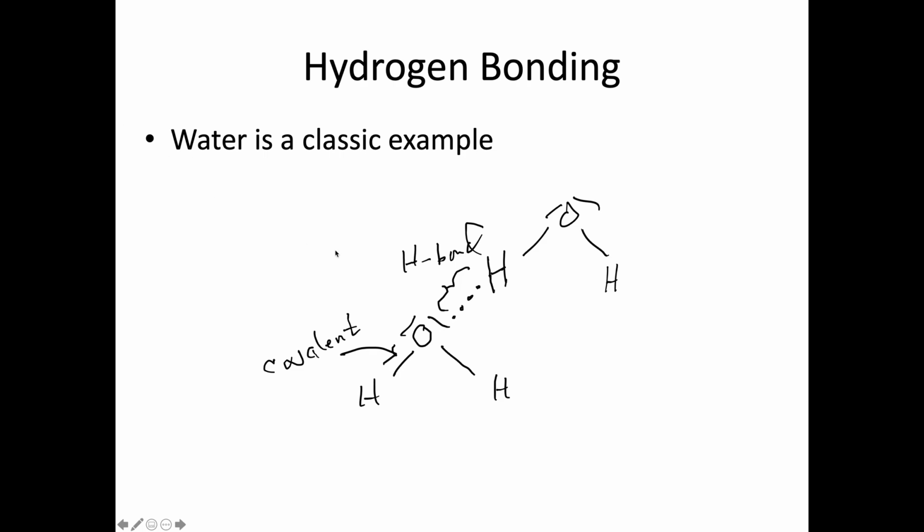So water is a great example. If you look at water, here's an OH bond, and this is a covalent bond. This is a covalent bond, covalent bond, covalent bond. This bond has a positive on the hydrogen and a negative on the oxygen. On this molecule, there's a negative on the oxygen, also the unshared pair. And so this hydrogen sticking to that unshared pair, that is what's called a hydrogen bond.